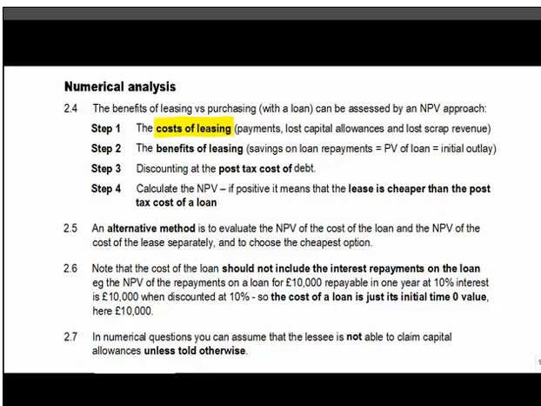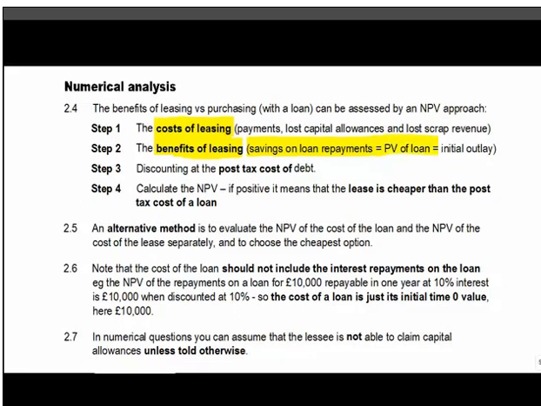The benefits of leasing are going to be that you're not borrowing to buy the asset. So the benefits will be the savings on loan repayments. As we'll demonstrate in the lecture example that's just coming up, one way of approximating these is just to look at the size of the loan that you would have taken out, the present value of the loan.